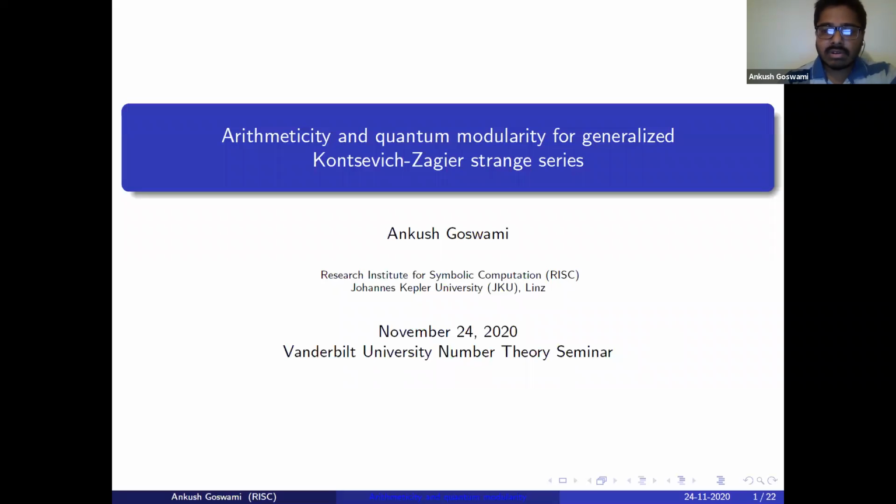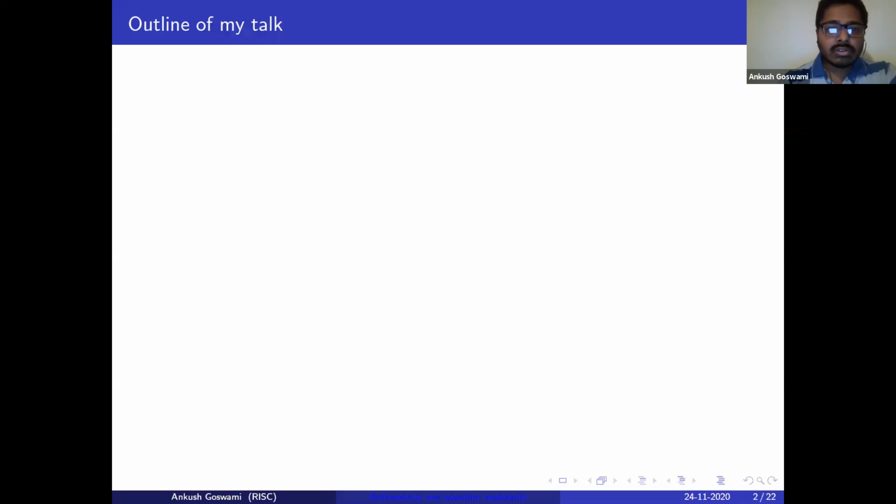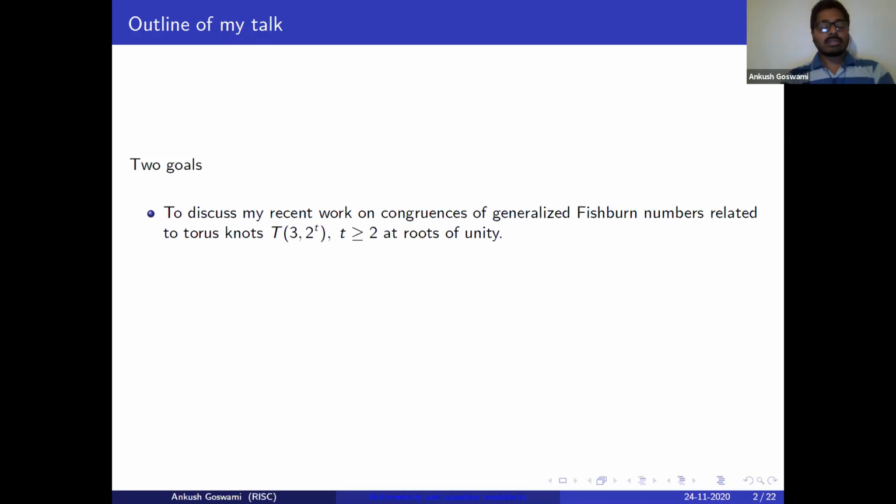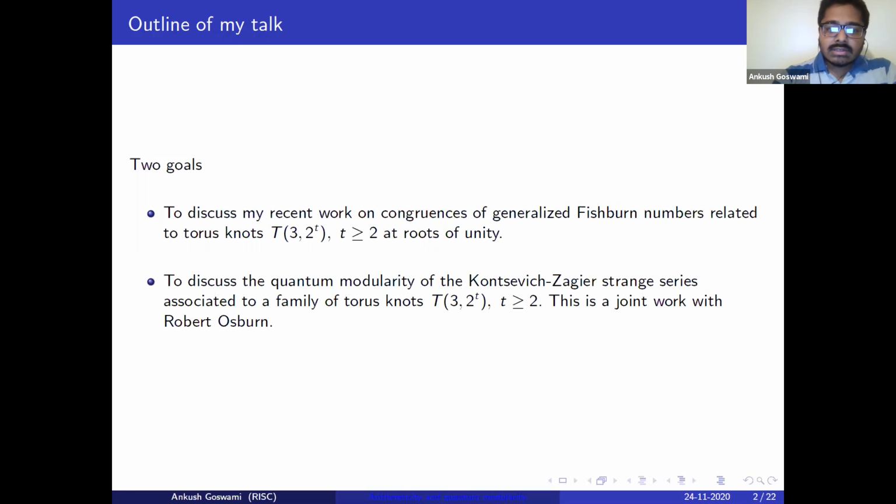So let me first outline the two main goals of my talk today. The first goal is the following. I'm going to discuss my recent work on congruences of generalized Fishburn numbers related to torus knots, this family of torus knots T(3, 2^t), where this small t is bigger than or equal to 2, at roots of unity. And then I'm going to discuss the quantum modularity of the Kontsevich-Zagier strange series associated to the same family of torus knots, and this is joint work with Robert.